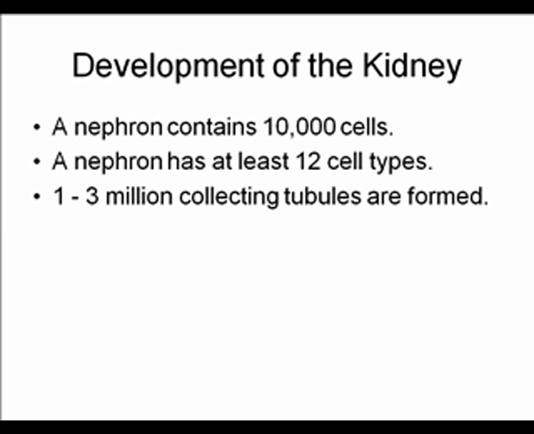If we recall, the kidney is a complex organ, and it contains nephrons, of which there are at least 10,000 cells in each nephron. And a nephron has at least 12 cell types. In addition to that, there are 1 to 3 million collecting tubules in a kidney. And so putting the collecting tubule together with the nephron to form the functional uriniferous tubule is what we're going to discuss in this embryology lecture today.